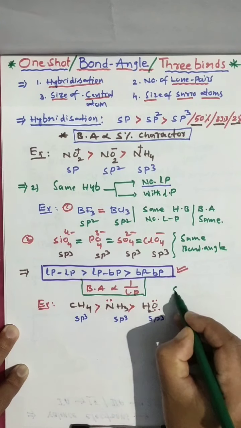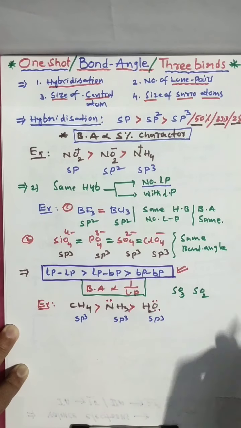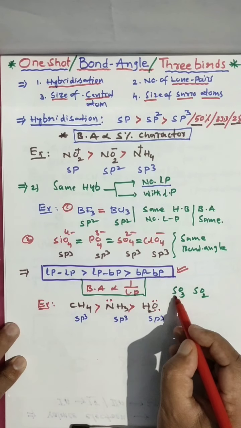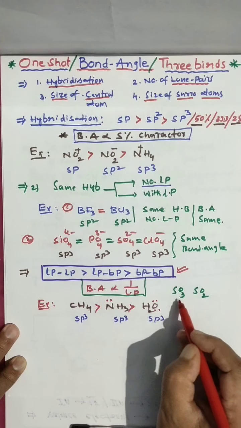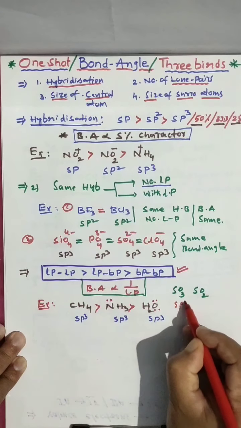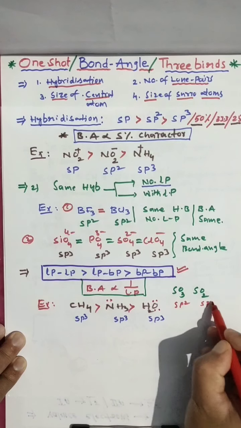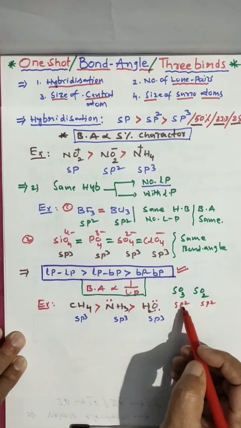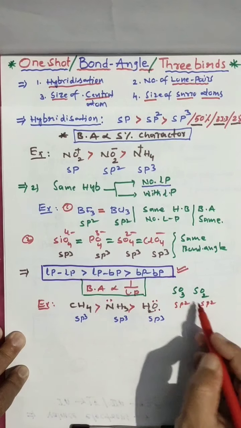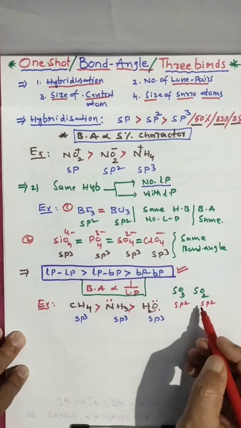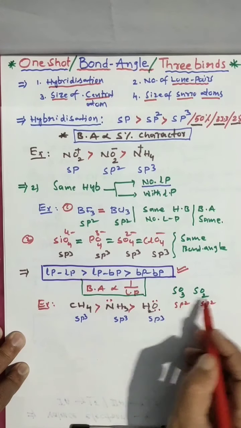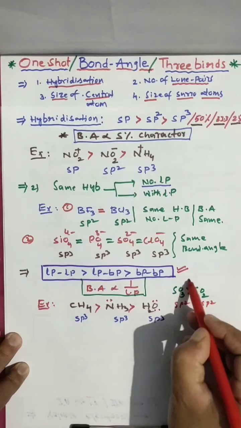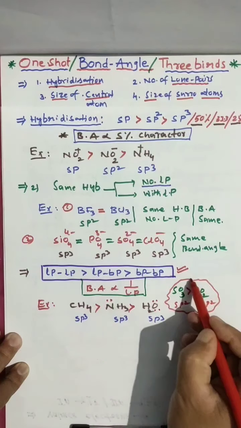Go for SO3 and SO2. Compare the bond angle. Hybridization: sulfur 6, oxygen 6, 24 by 8, 3. sp2 hybridization. Here also sp2. Now lone pairs: 3 minus 3, 0 lone pairs. 3 minus 2, 1 lone pair. Here 1 lone pair is there. Lone pair is there, lone pair not there. So it is less bond angle. Lone pairs are present, less bond angle. So this is one example to remember.